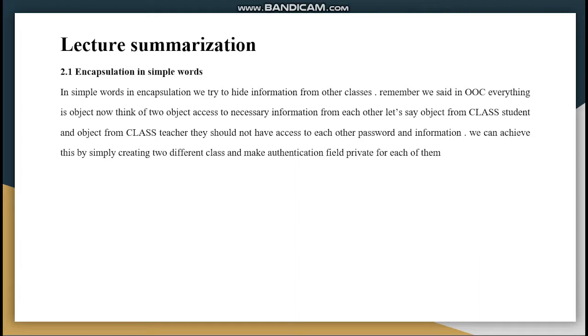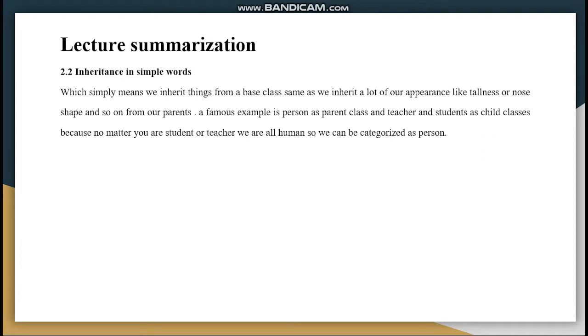In the simple-word way of encapsulation, we try to hide information from other classes. Remember that we say everything is an object. Now think of two objects accessing necessary information from each other. Let's say an object from class student and an object from class teacher. They should not have access to each other's password information. We can achieve this by simply creating two different classes and making the authentication field private for each of them.